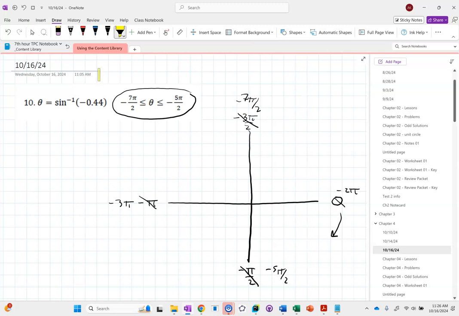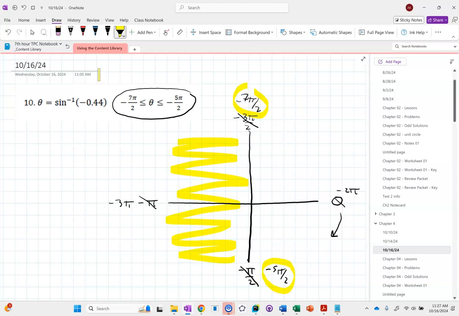So we ran into negative 5 pi over 2, and we're still going clockwise. We end at negative 7 pi over 2. So we're covering quadrants 2 and 3. So far, so good. Nick, are you happy so far? Yeah.